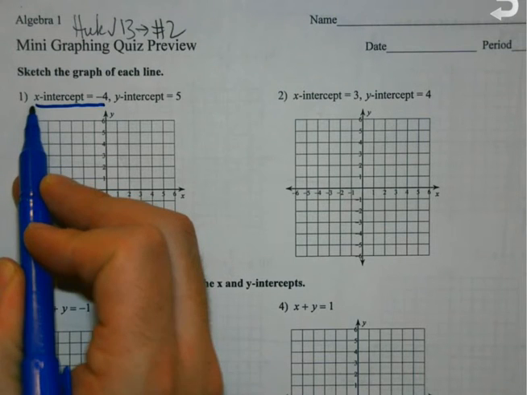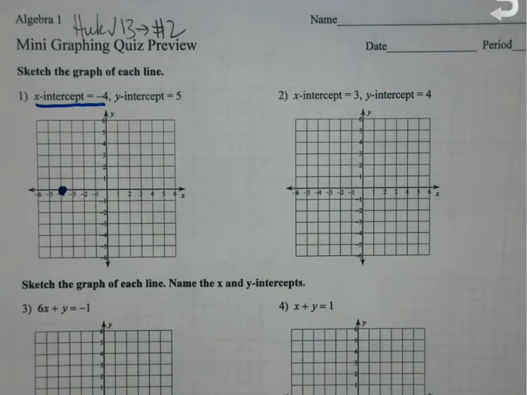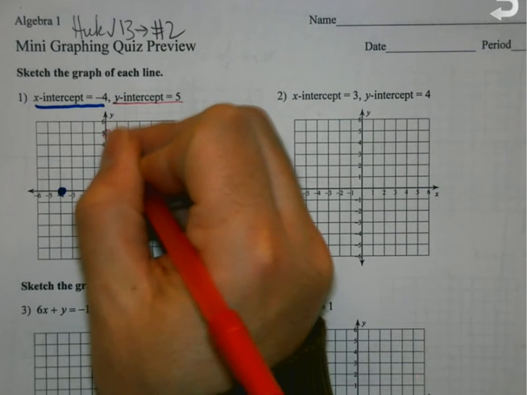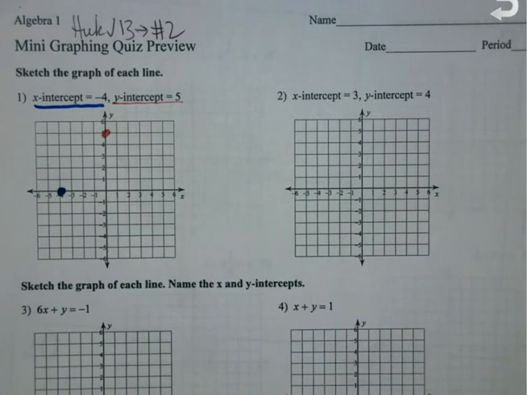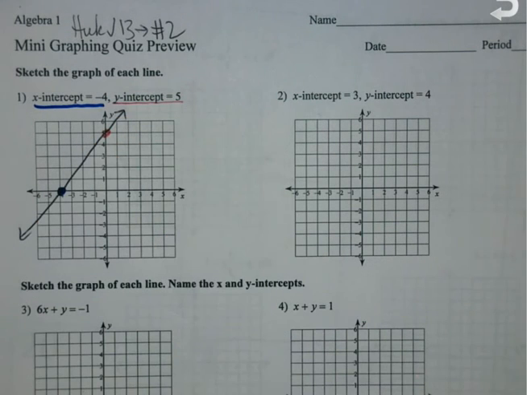Oh, to the left. To the left. Okay, so to the left 4 there. Then if my y-intercept is positive 5, which way are we going to go 5? Up. And once I have my two intercepts, just connect the line. Connect the dots, I mean. And I'm good.